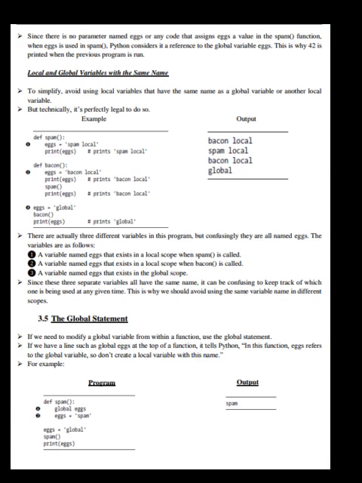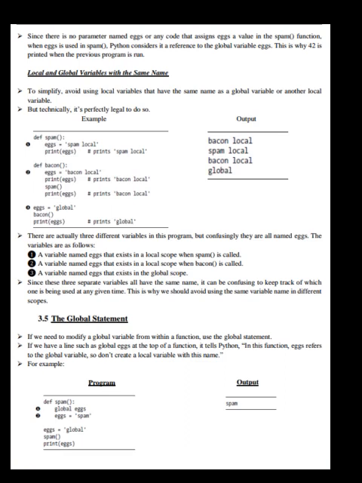The variables are as follows. A variable named x that exists in a local scope when spam is called. A variable named x that exists in a local scope when bacon is called. A variable named x that exists in the global scope. Since these three separate variables all have the same name, it can be confusing to keep track of which one is being used at any given time. This is why we should avoid using the same variable name in different scopes.